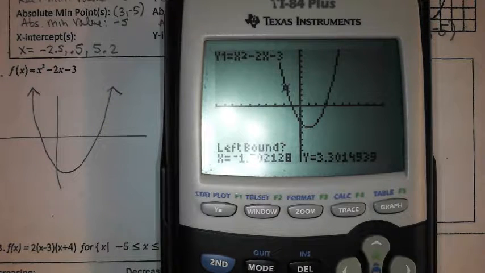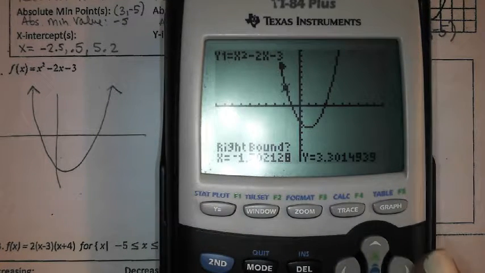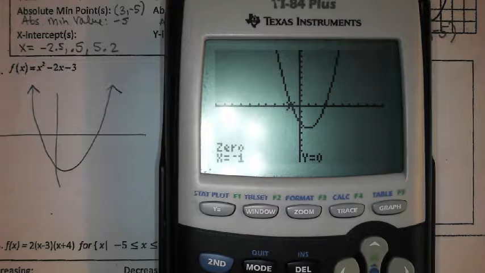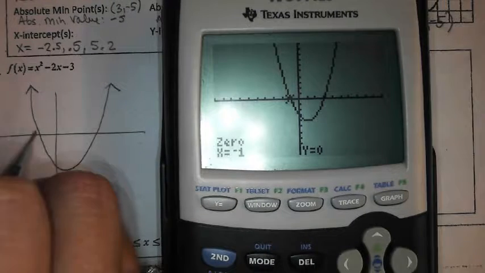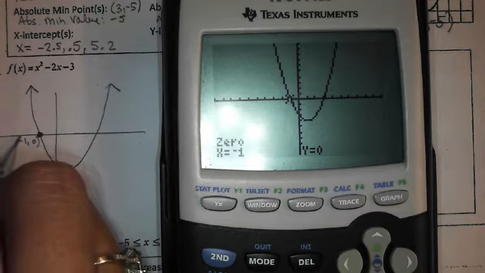So once you get your cursor to the left of this zero that we're interested in, hit enter. And then scroll your cursor just to the right of that zero that we're interested in. Hit enter. It'll say guess. So hit enter one more time. And we find out that we have a zero at -1. So on my quick little sketch, I'm going to label that.